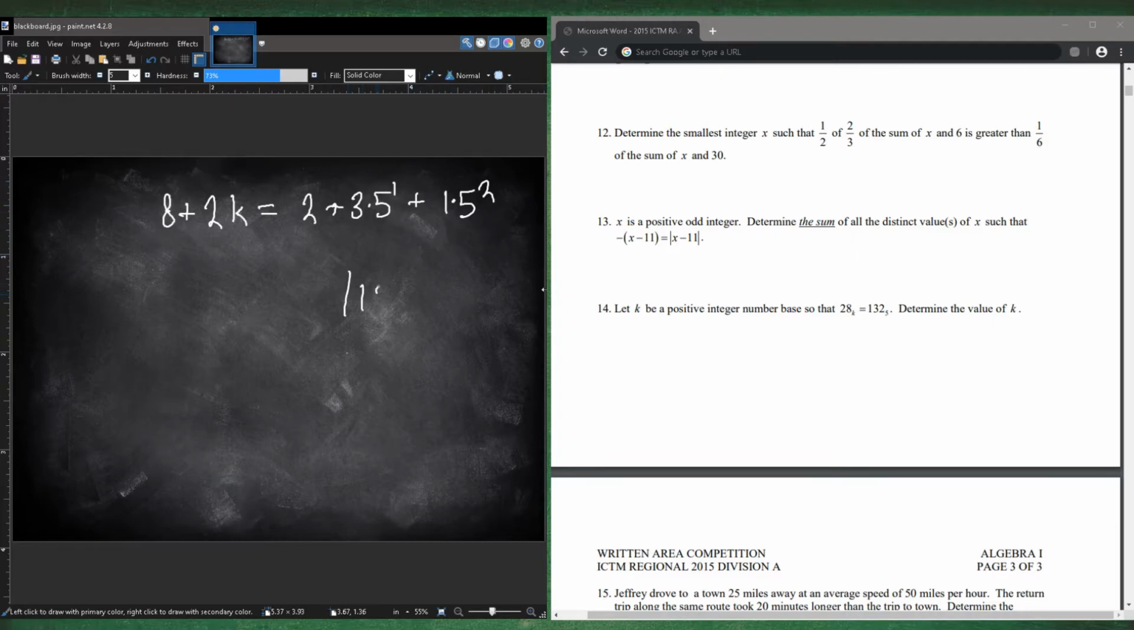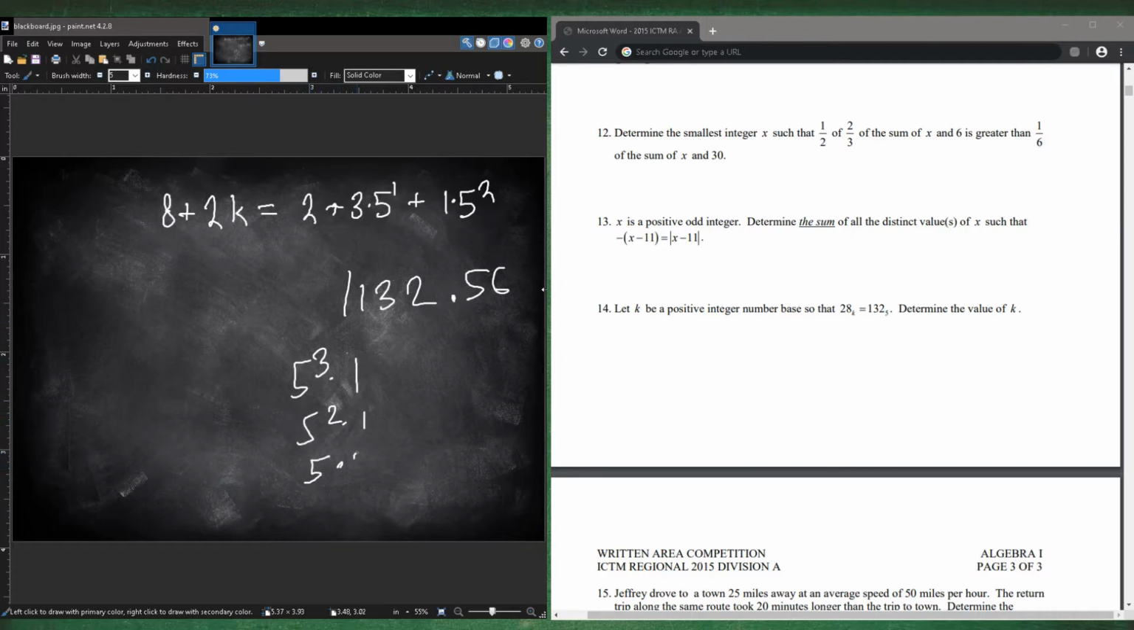So if it's like 1132 instead of 132, it'll be 2 plus 3 times 5 plus 1 times 5 squared plus 1 times 5 cubed, right? That's generally how you do base 10. And if you add more terms, just follow that pattern. Same with decimals, like 0.56. It's going to be like 5 to the negative 1 times the first digit, then 5 to the negative 2 times the next one.